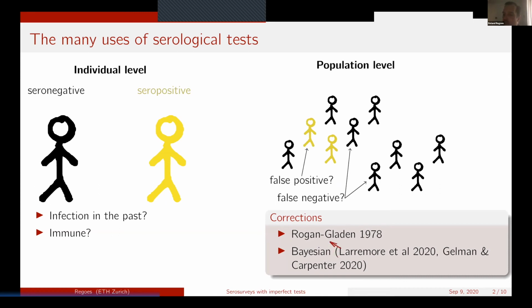But there's also more modern methods under the name of Bayesian methods that factor in not just the false positive and false negative rates, but also how well we have estimated those. But in our work, we take a slightly different approach.